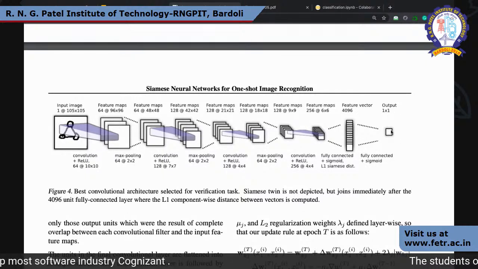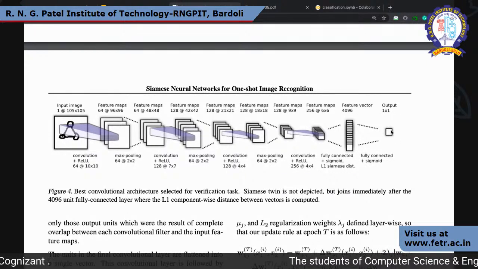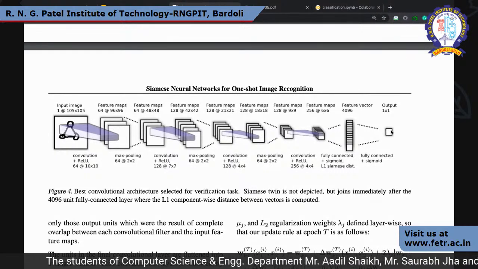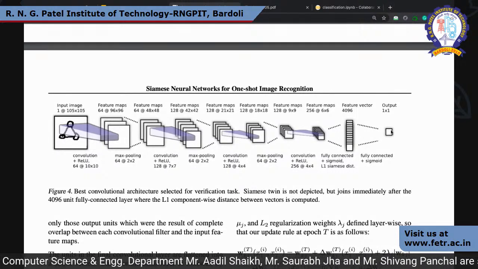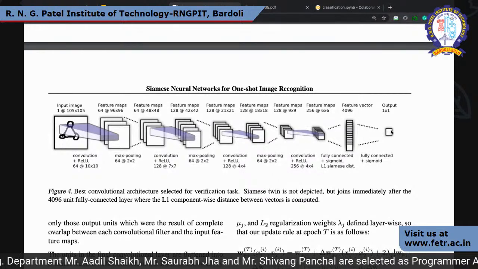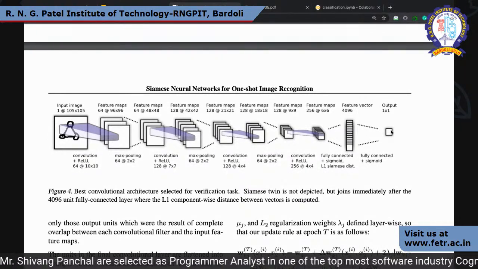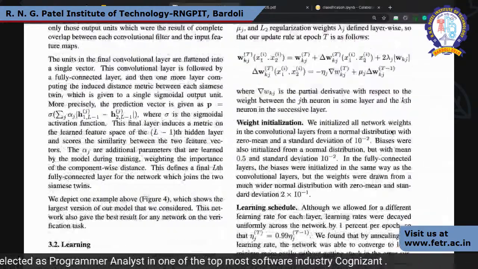So why sigmoid and a one by one output? Because in this part, what we need is whether the two images are similar or not. Using the distance metrics, they are figuring out whether the distance is similar or not, and based on that, they are differentiating the images and giving the output.